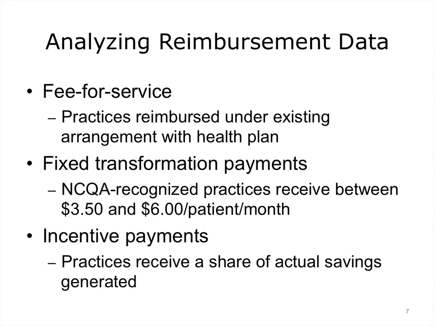When analyzing reimbursement data, healthcare payment data may be a mixture of fee-for-service, for example, where primary care practices continue to be reimbursed under their existing fee-for-service payment arrangements with health plans; fixed transformation payments, where primary care practices with NCQA recognition receive a per-patient per-month fee paid semi-annually between $3.50 and $6, part of which is invested into care coordination; and incentive payments, where primary care practices that have reported on a set of clinical quality and utilization measures receive a share of actual savings generated by reducing total cost of care through improved patient outcomes. This is the shared savings.